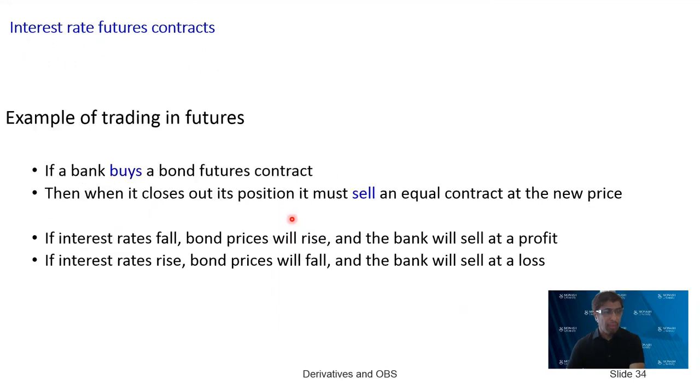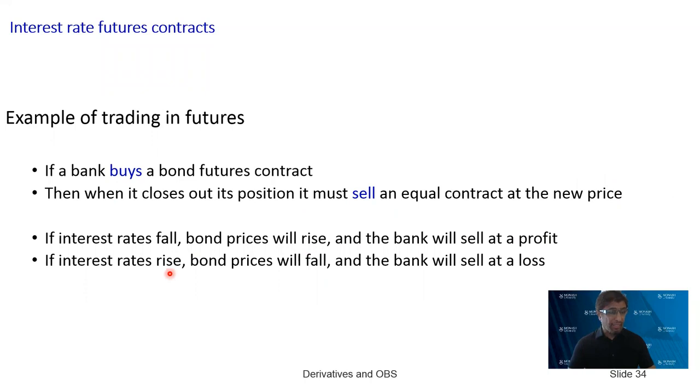So, an example of trading in futures: if a bank buys a bond futures contract, then when it closes its position, it has to sell an equal contract at the new price. The problem is whether the new price will change. Now, if the interest rate falls, bond prices will rise and the bank will sell at a profit. Because now he will sell the bonds, as the interest rate falls, the prices will go up, so he will sell at a profit.